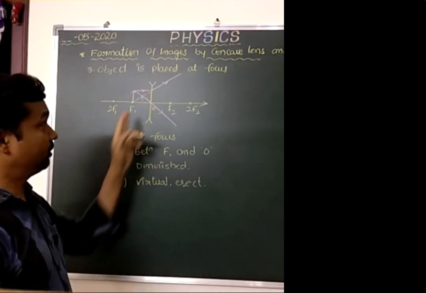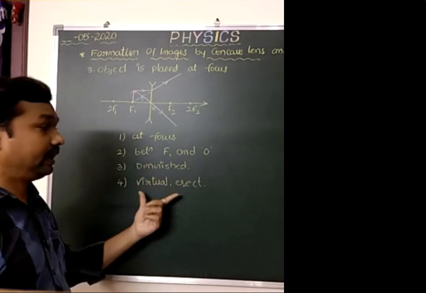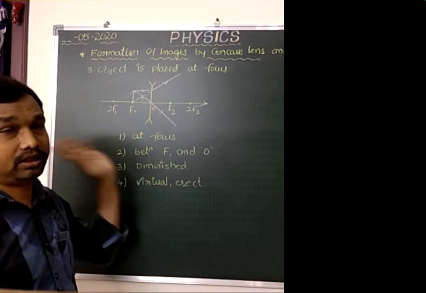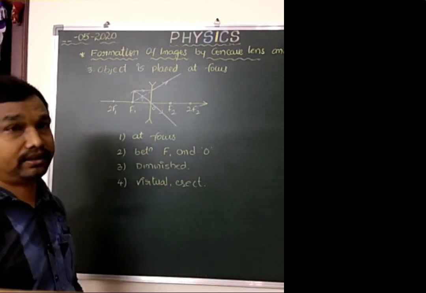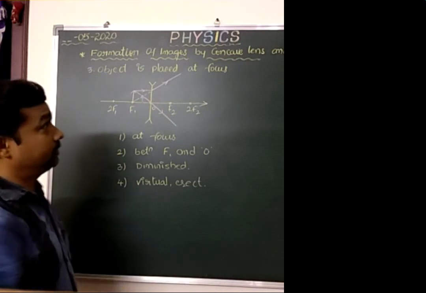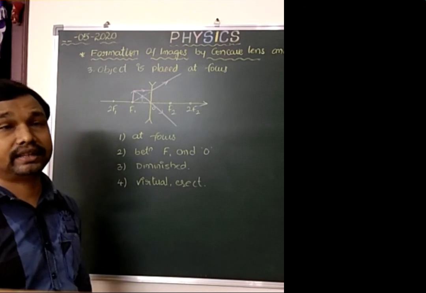Here it is always forming a diminished image, always forming a virtual and erect image, wherever the object is placed in front of the lens. Okay, this is about formation of images by concave lens and its characteristics.